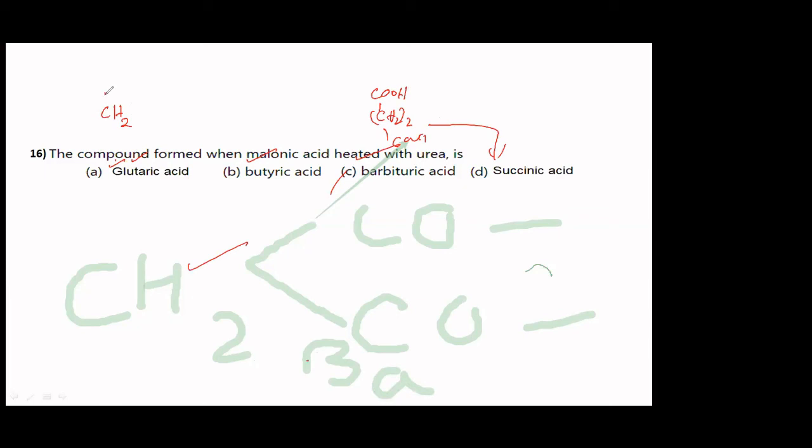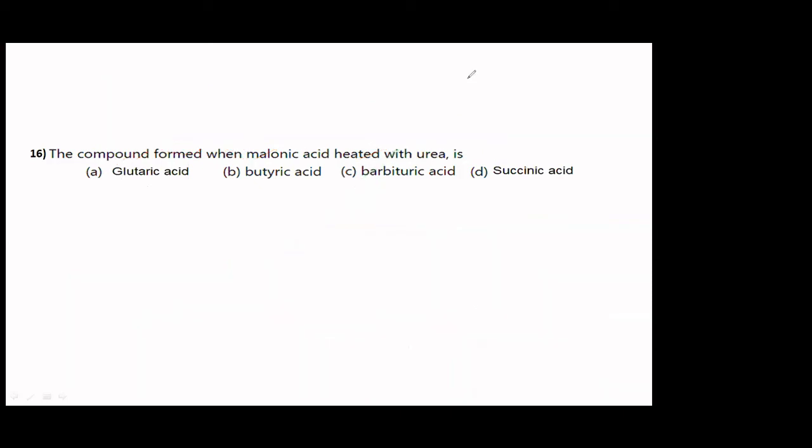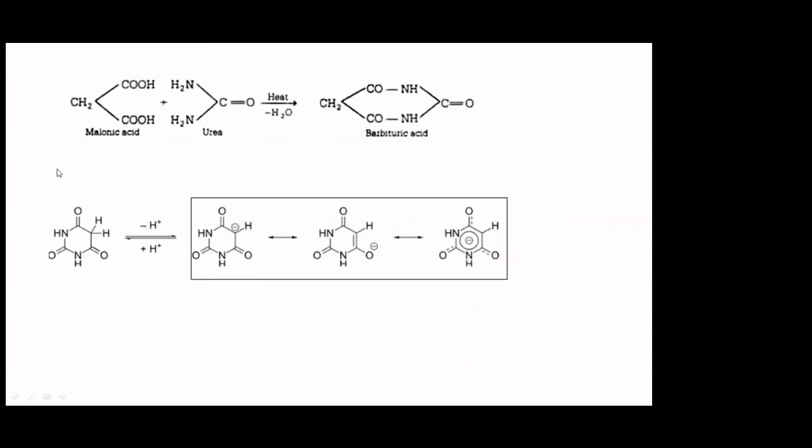Okay. CH2, COOH, COOH, and then you are going to make it react with NH2, that is urea, C double bond O, NH2. You should be getting a cyclic amide. So this will form a bond, this will form a bond, a cyclic amide will be formed. I'll show you the structure. This is the one. This is what is called barbituric acid.